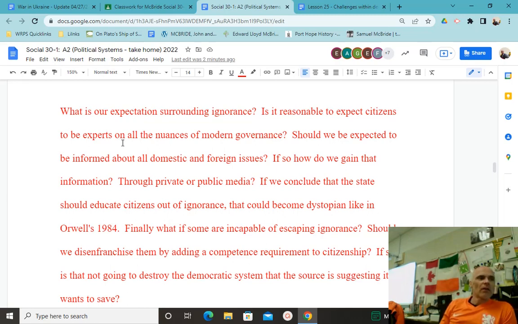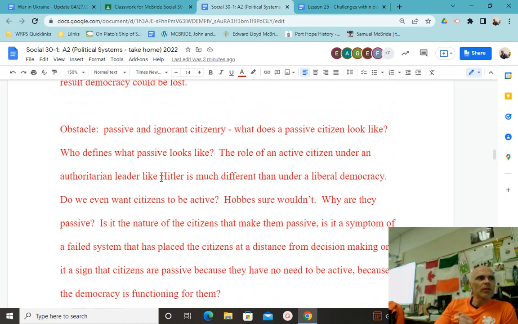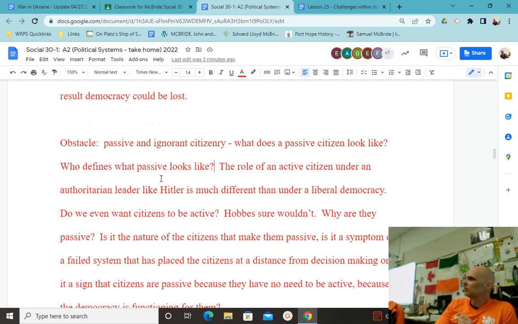Finally, what if some are incapable of escaping ignorance? Should we disenfranchise them by adding a competence requirement to citizenship? If so, is that not going to destroy the democratic system that the source is suggesting it wants to save? So what I'm doing there with the idea of ignorance, I'm asking a series of hypothetical questions to unravel the perspective in front of me. Any questions about what I did with the term ignorance or what I did with the term passive?